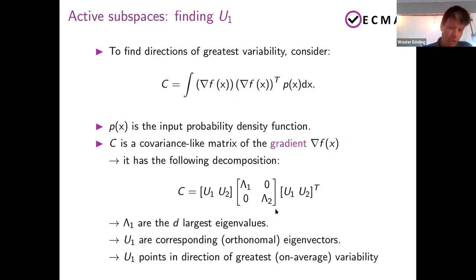And then you can look at the decay of eigenvalues. So you rank your eigenvalues from largest to smallest. And what I'm doing here is I'm pooling all the large ones in lambda 1 and all the small ones in lambda 2. And you're hoping, of course, that there's a big gap between lambda 1 and lambda 2. If you do that, it's kind of like a PCA, except using the gradients of the output. And so if lambda 1 contains my small d large eigenvalues, then U1 are the eigenvectors that point in the direction of greatest variability, on average, because I'm averaging over the input distribution.